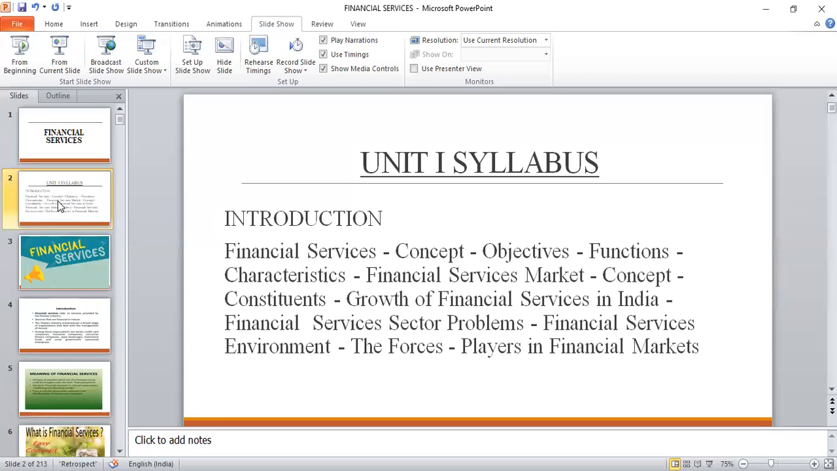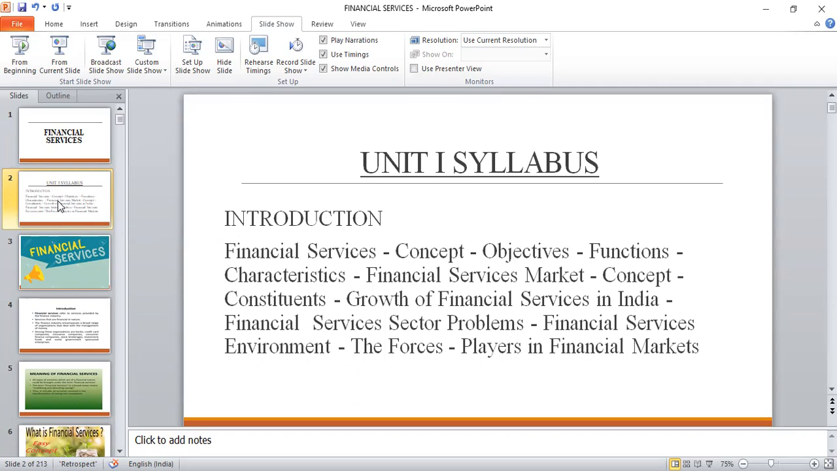And the second part that we are going to learn is about the financial services market. In the market, you will be having heterogeneous financial services. So what do we mean by financial services marketing and how does it differ from financial services in the financial services market? And what is the concept for bringing this financial services market in, and the growth of financial services in India?